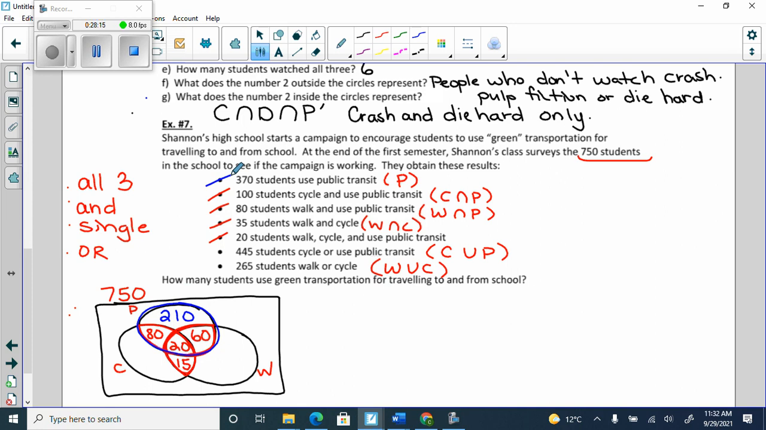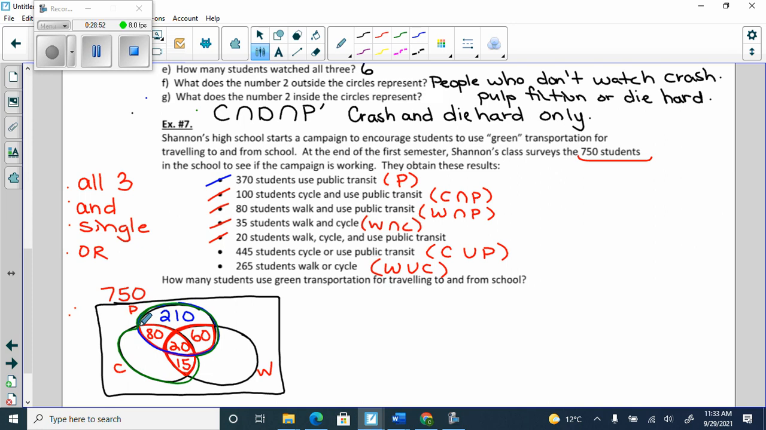Now, if I want to do walk or cycle next, look at the walk or cycle snowman. There's actually 2 pieces missing. So some people are like, okay, I'll just subtract the things there and then divide by 2. Can you do that? No, that's just silly, right? So we can't do the walk or cycle first because there's 2 pieces missing. So I'm going to look at the cycle or public transit snowman. I'm only missing 1 there, correct? So I'm going to do that one first. Then once I fill that in, I'll only be missing 1 for the other one.